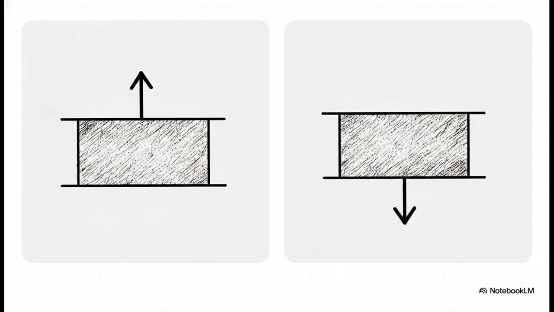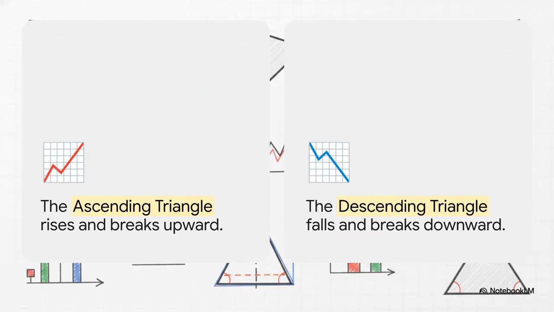Once it finally breaks out above that resistance, the rally continues. Conversely, the bearish version pauses during a downtrend before inevitably breaking downward to continue the fall. But sometimes that resting phase gets totally squeezed. Take the ascending triangle, for example. Notice how the resistance line stays totally flat, but the support line just keeps rising?